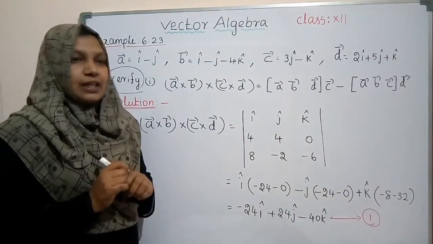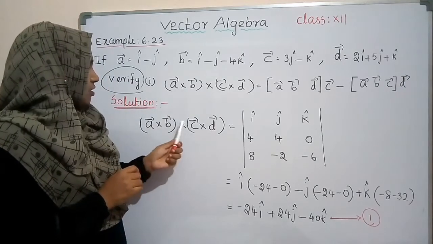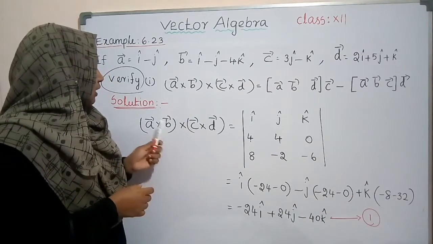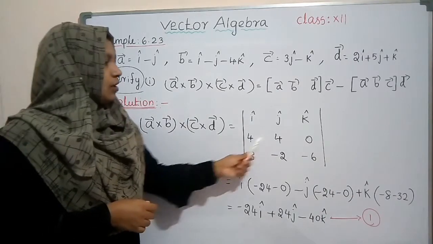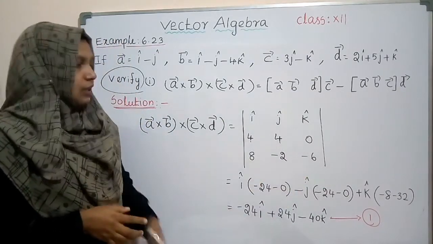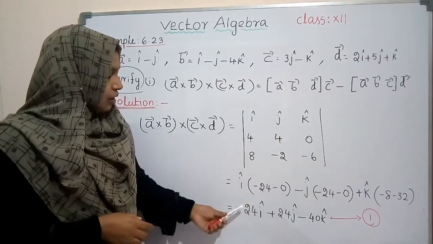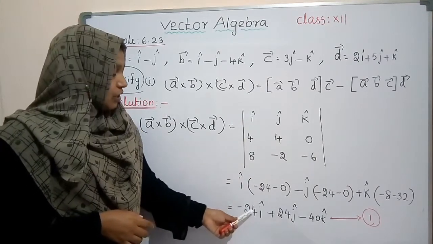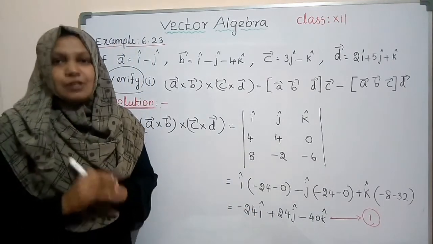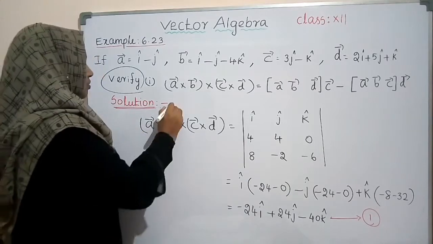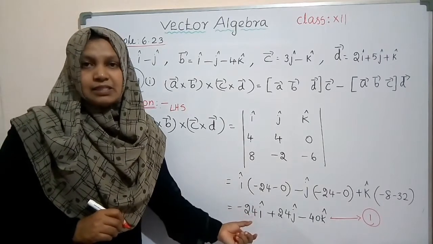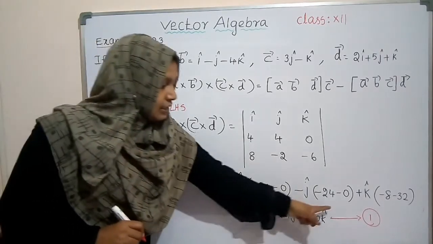So now we are calculating a vector cross b vector cross c vector cross d vector. So here we are using the components of a vector cross b vector on the second row and c vector cross d vector on the third row. Okay, so once again calculate the determinant value. We are getting the vector as minus 24 i cap plus 24 j cap minus 40 k cap. So this is our LHS answer. So we can mark it as LHS is equal to this. So we got the left side answer and we are marking it as 1.